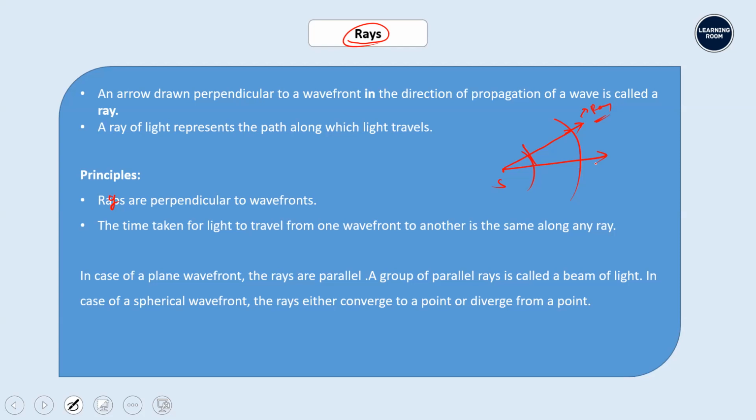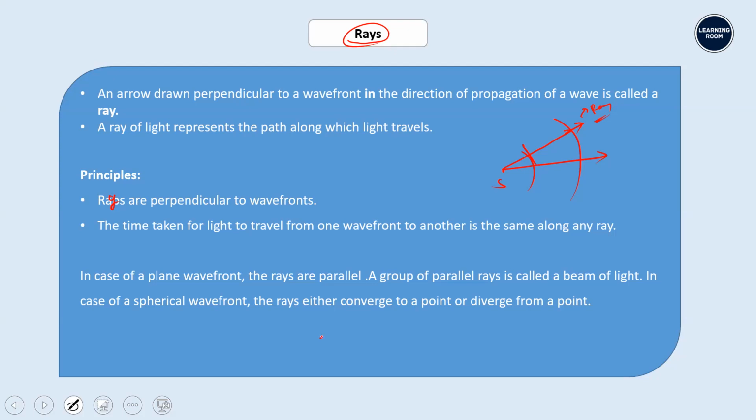Suppose I talk about a plane wavefront. So plane wavefront is basically drawn for the source which is placed at infinity. Because recollect the concept of rays. How are the rays with respect to wavefront? They are perpendicular. Have them in your mind. So in the case of plane wavefront, the rays are parallel. Why is it happening? Because for plane wavefront to occur, the object is placed at infinity.